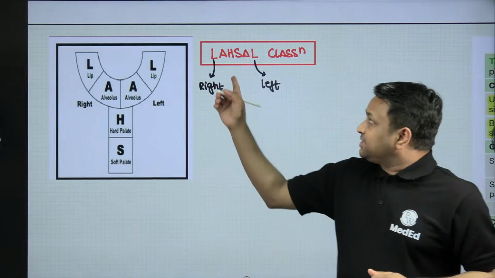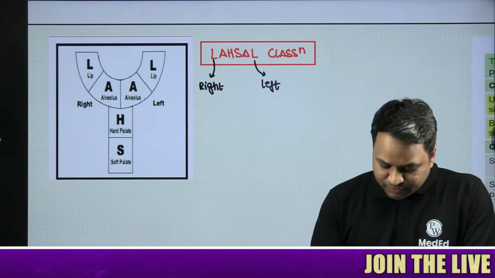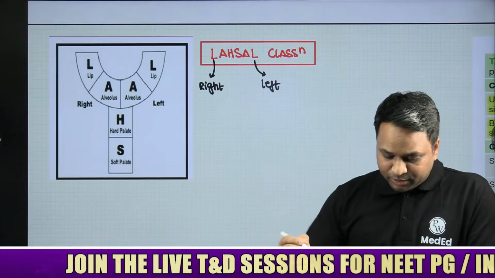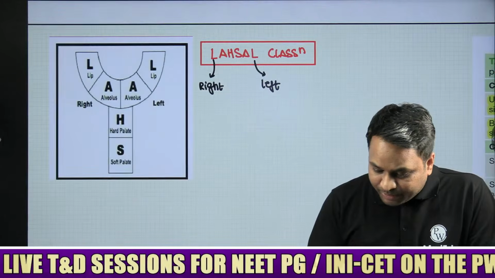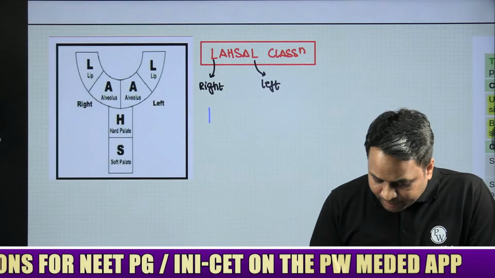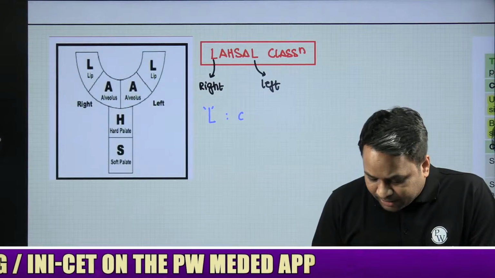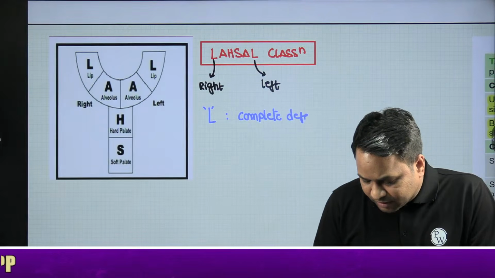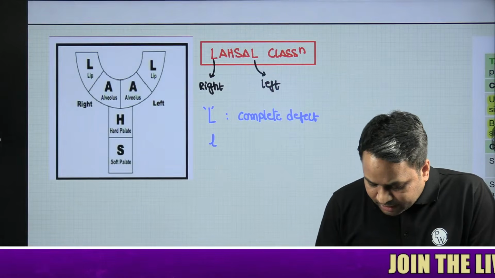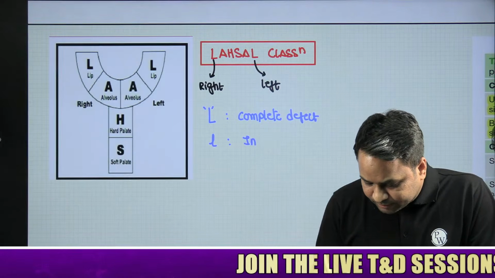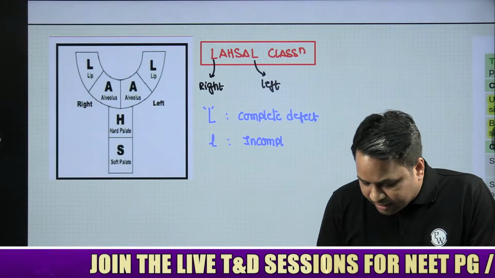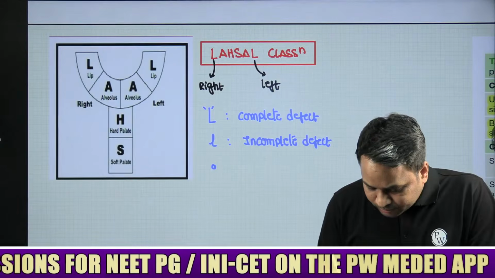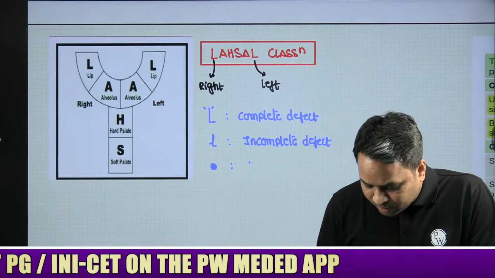Now, L stands for lip, A stands for alveolus, H stands for hard palate, S stands for soft palate. Another A is alveolus, and the other L is the left lip that you have, right? Now, if I write a capital letter, it is a complete defect. If I write a small letter, it indicates an incomplete defect. If I put a dot, the dot indicates no defect.